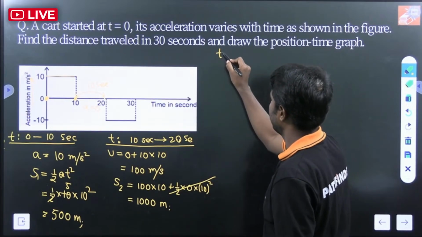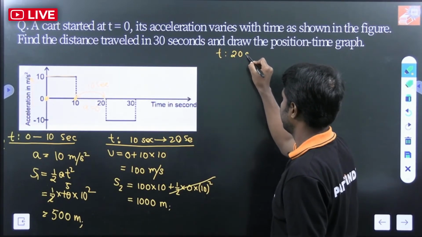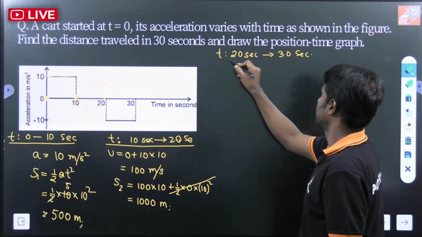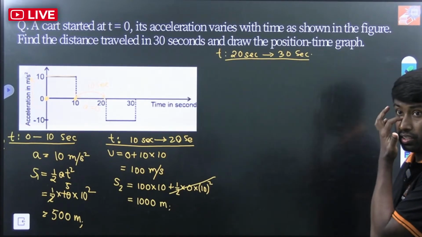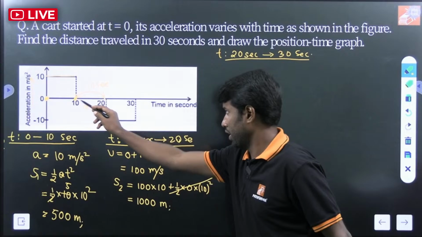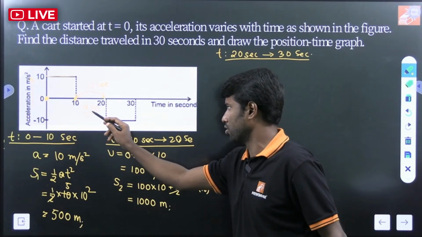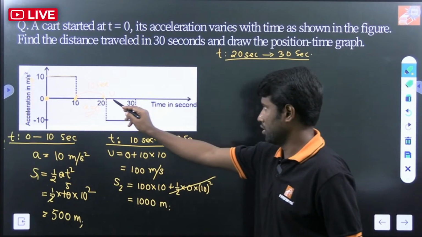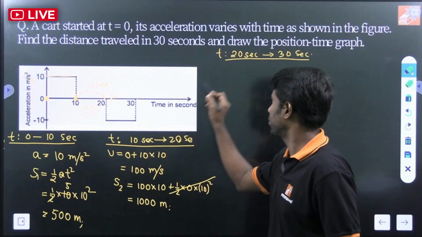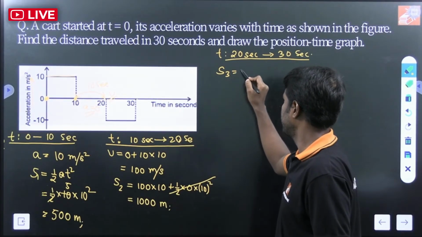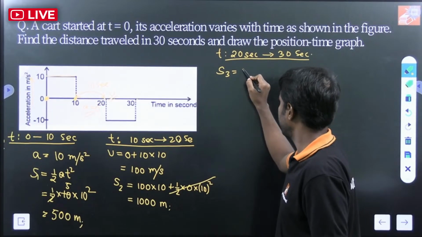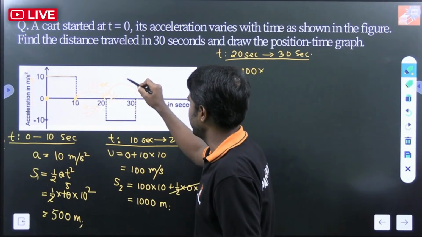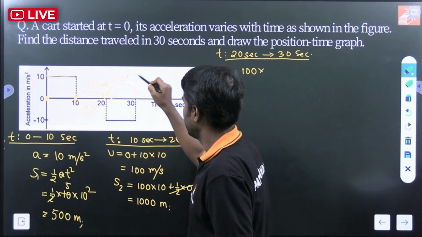So when we calculate 20 second to 30 second, it moves with uniform velocity because acceleration is 0. That means that will be the v velocity here. So now initial velocity is v here, and final velocity I don't require because s3 is equal to ut. So u is v, 100, into time duration, and for this one also 30 minus 20 is 10 seconds.